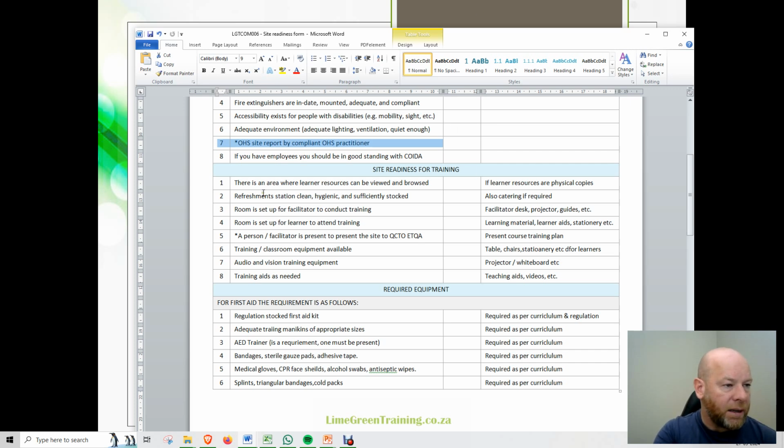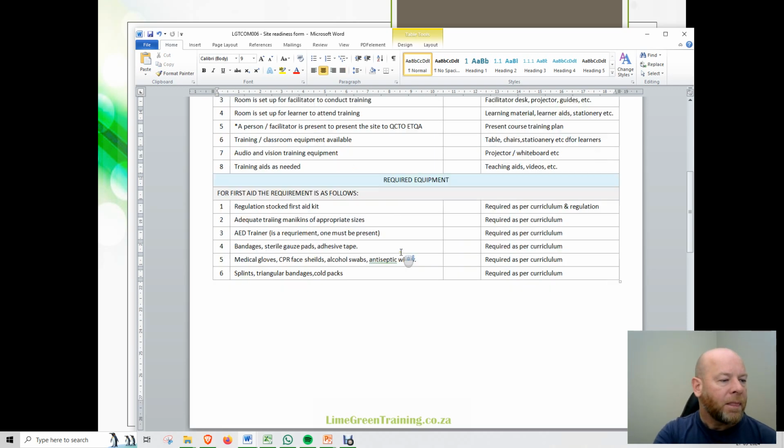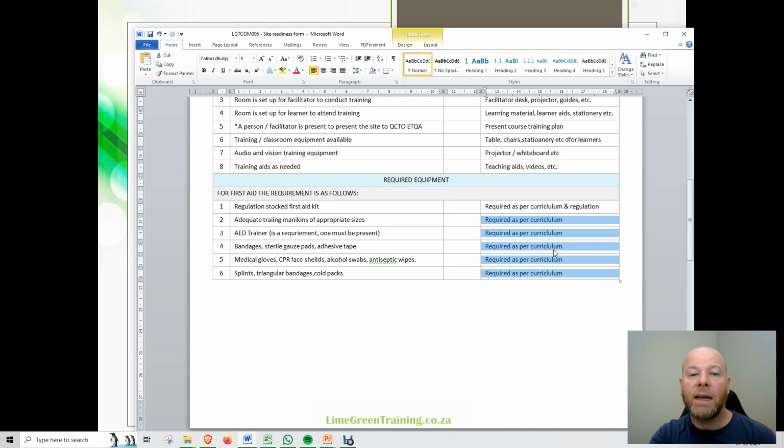site readiness for training. This is also things that are expected of you as a training business, to have learner resources available, refreshments, toilets are clean, the place is hygienic, it's set up for the facilitator to conduct training. This is a sheet I provide to clients. You can go through it and tick it off to make sure that you've set your site up correctly. I've also included here required equipment, so there's a bit of duplication there, but always good. This is as per the curriculum. I'm using first aid as an example, but this is make sure that your site is ready and all the required equipment is there.